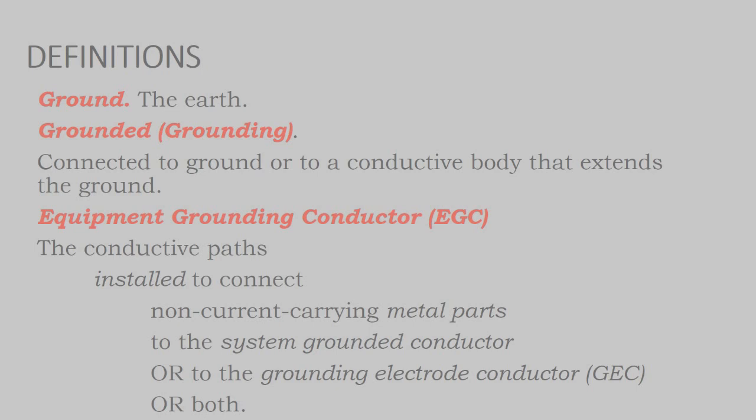So the equipment ground conductor is the path that is put in place to connect metal parts of your system to ground. So if you have a metal box, if you have a metal fitting, if you have a metal bar inside your plastic box, your metal module frames, your metal racking systems, all metal parts have to be connected to ground. And the system in the building that connects those metal parts to ground is called the equipment ground conductor.